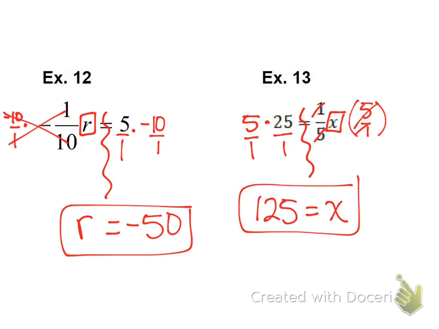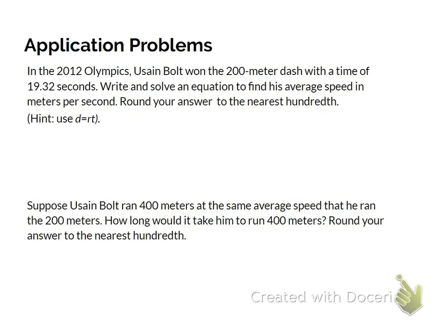Questions, concerns? Okay, let's keep it moving. We've got a couple application problems to wrap us up here. So again, with the application problems, I am not expecting you to write all the words. We're going to read through it and write down the important information that we want to use.